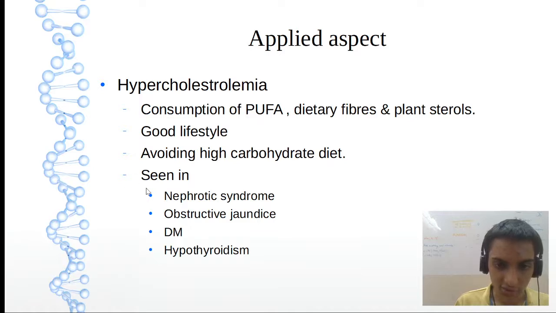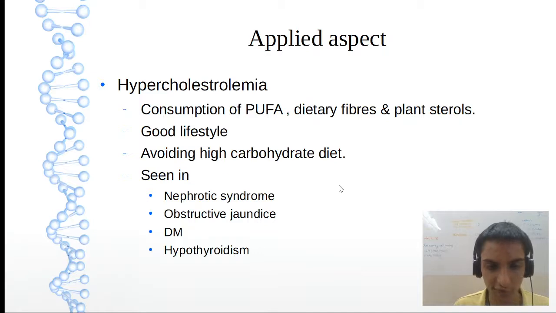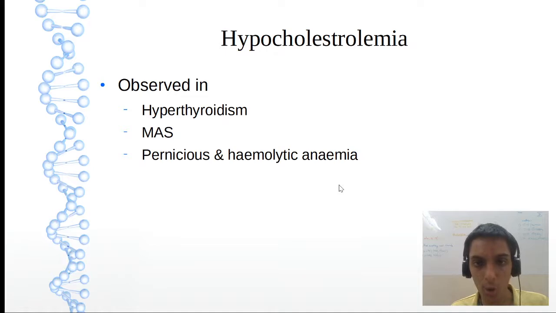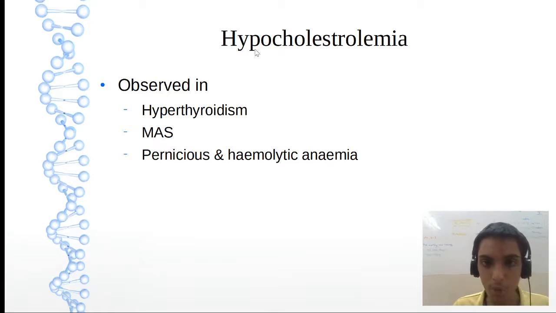This hypercholesterolemia we can observe in DM, diabetes mellitus, hypothyroidism, that is less of the thyroid hormones, obstructive jaundice and nephrotic syndrome. Now, let us see hypocholesterolemia. It will be observed in hyperthyroidism, MAS. MAS is malabsorption syndrome, and then here you can see pernicious and hemolytic anemia.